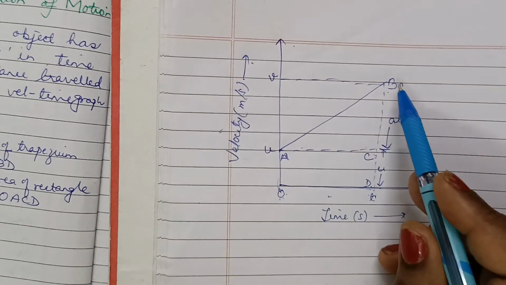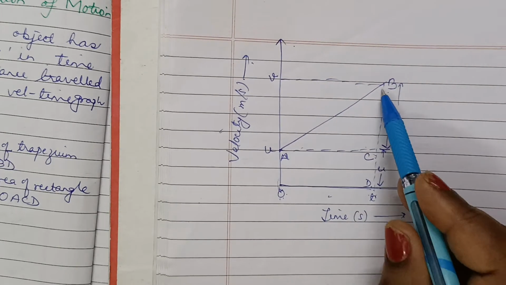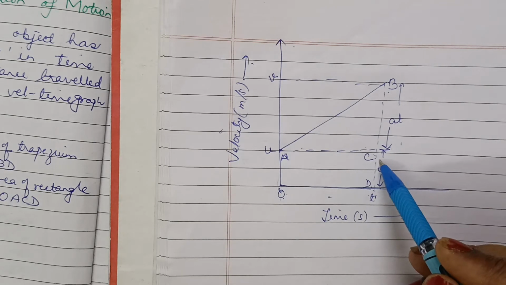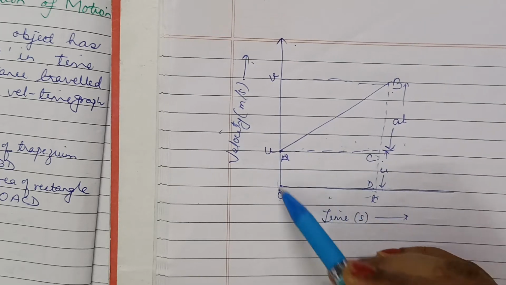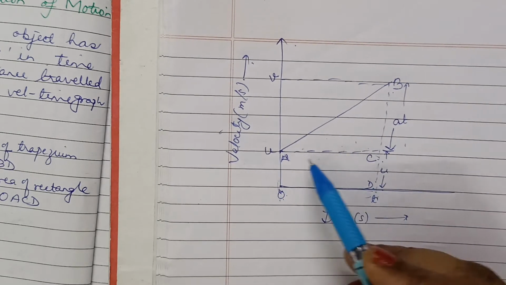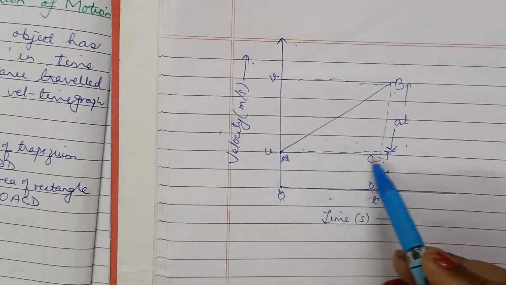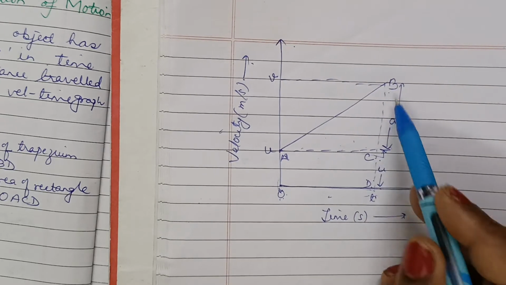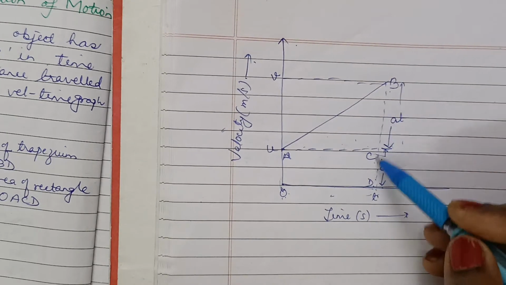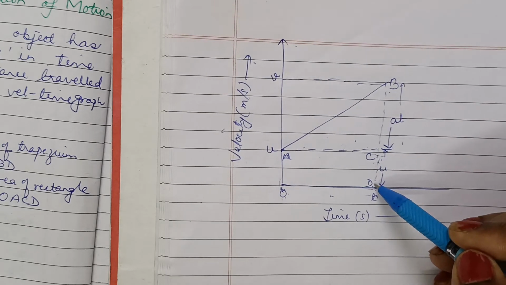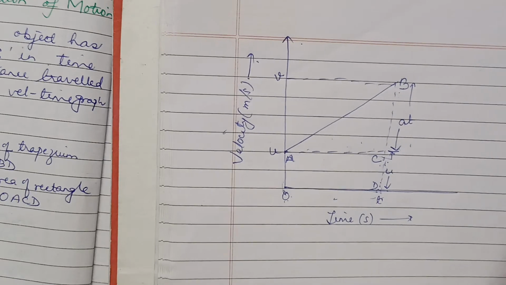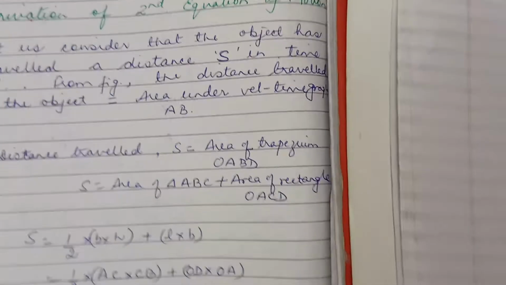Now what is area of triangle ABC? It is a right angle triangle. You all know that is equal to half base into height. So half into base into height plus, area of rectangle, length into breadth. Now what is its base? AC. And what is its height? BC. Now this BC can also be written as BD minus CD, that is v minus u, isn't it?